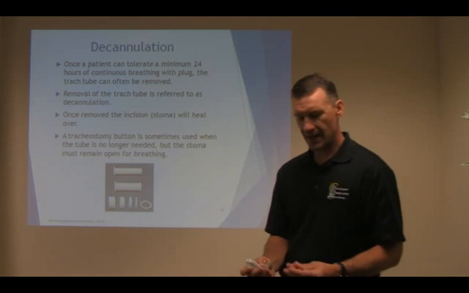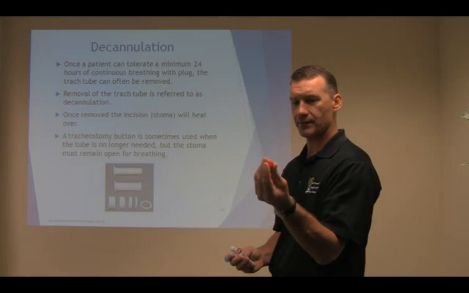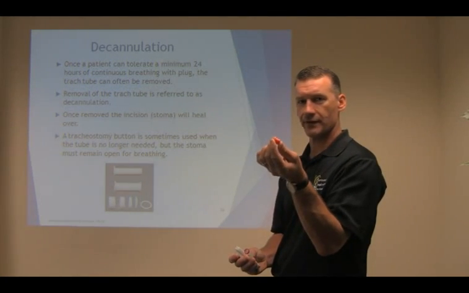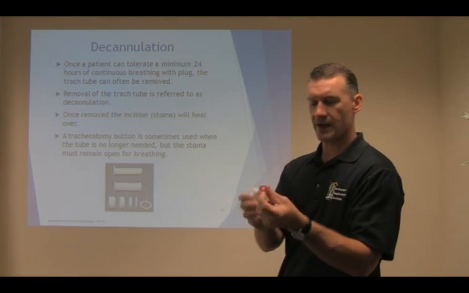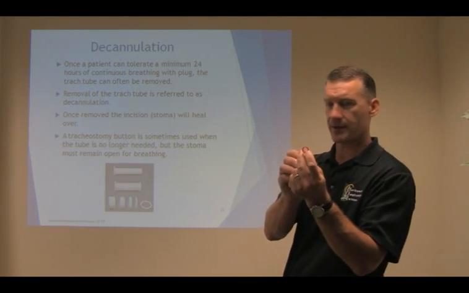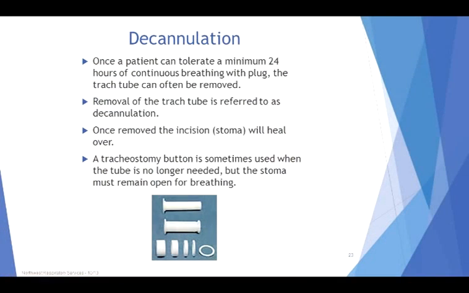Here's a couple different styles of plug. This is a cap that goes right over the end of the trach tube. And here's an inner cannula that is also capped. Removal of the trach tube is referred to as decannulation, and once removed, the incision or the stoma will heal over. If a physician deems it necessary to keep the stoma open, we can use some form of tracheostomy button.